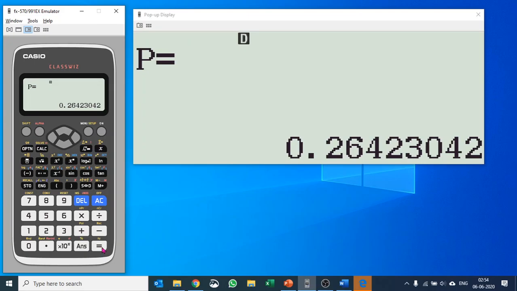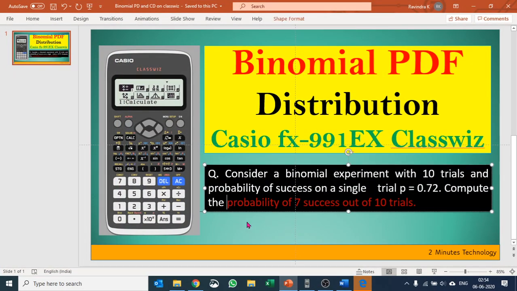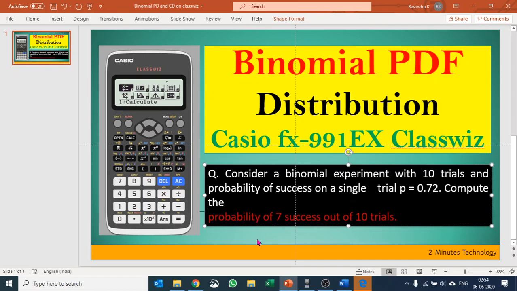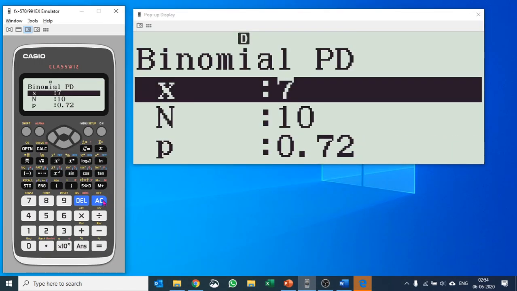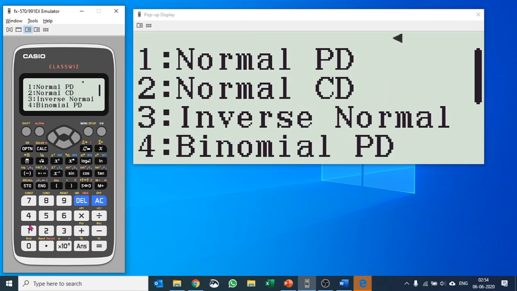Right? Let's say the question has multiple steps, like you need to find out for 7 successes, then for 6 successes, then for 5 successes, and so on. Then what you can do is try with a list. So let me just redo it once again.